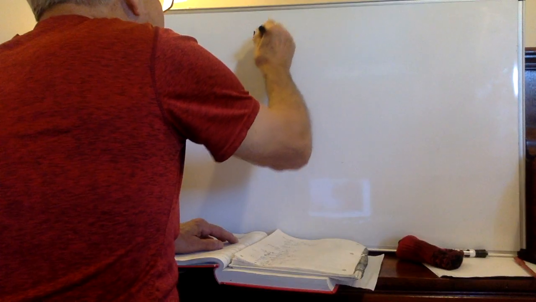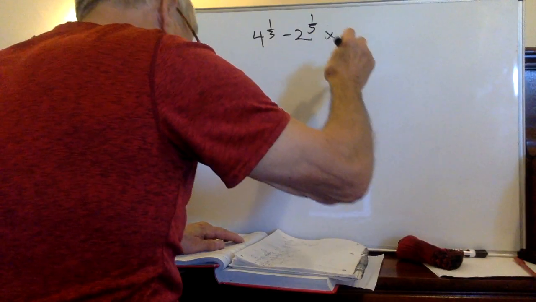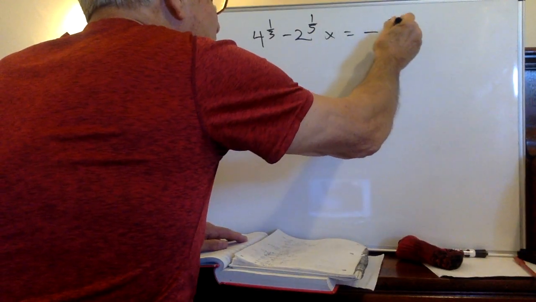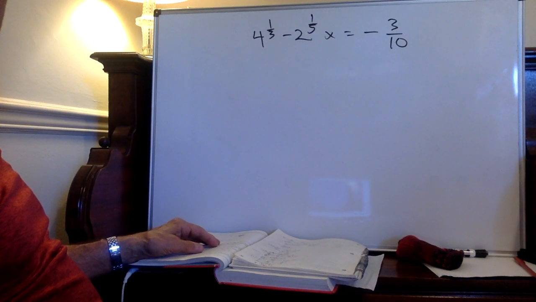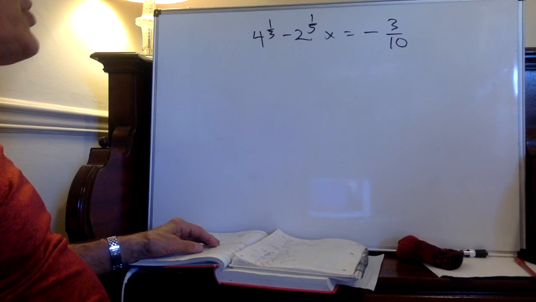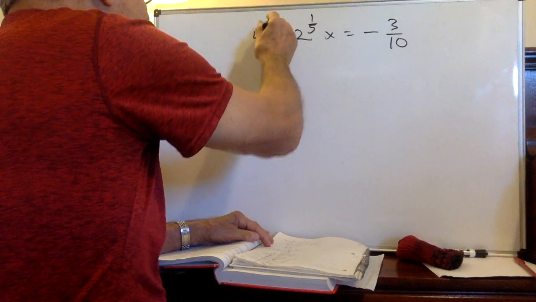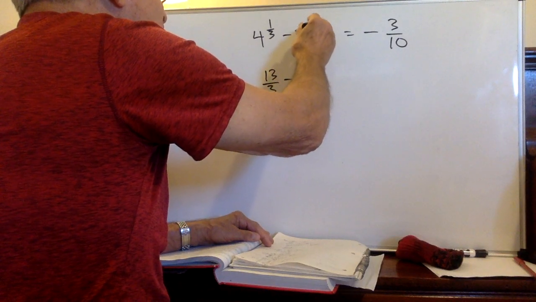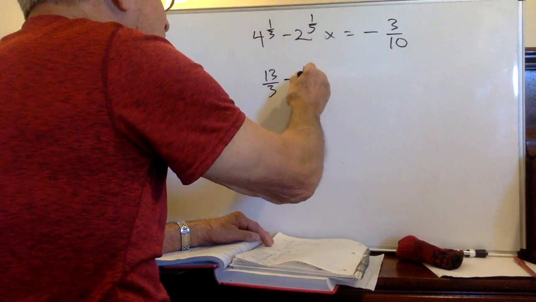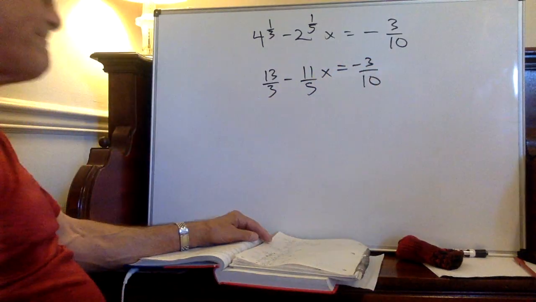And number 27 was your last problem. 4 1/3 minus 2 1/5 x equals negative 3/10. All right, now, this is a fractional equation, but before I can solve, you should change your mixed numbers into fractions. 4 1/3, 3 times 4 is 12 plus 1 is 13 thirds. Minus 2 1/5, 5 times 2 is 10 and 1 is 11. So this is minus 11 fifths x equals negative 3/10.